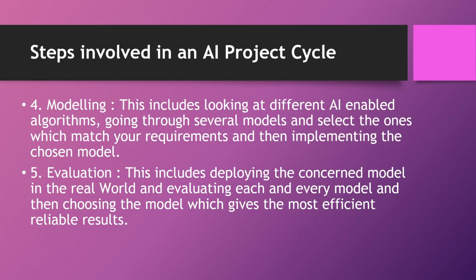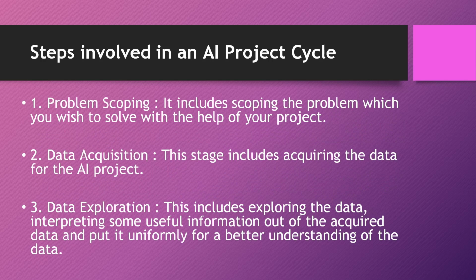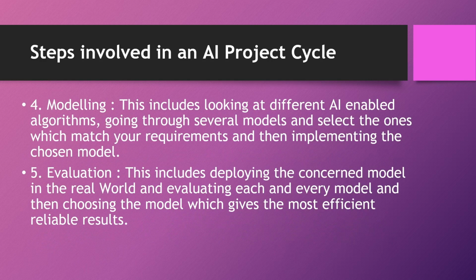And the last stage is evaluation. Like we teachers do evaluation, right? We take your test, we take your examination after the syllabus is completed. So the same we do in the AI project cycle as well, right? So the evaluation stage, the last stage of the AI project cycle, includes deploying the concerned model in the real world and evaluating each and every model and then choosing the model which gives the most efficient, reliable results. So, the five stages: first one, problem scoping; second, acquisition; third, exploration; then modeling; and the last stage is evaluation.